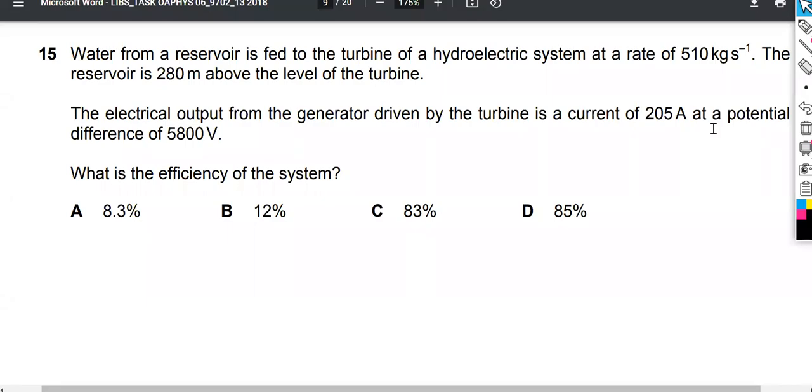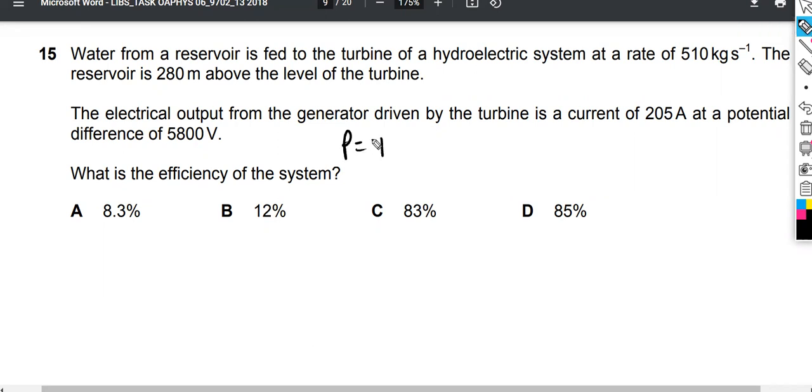Hello and welcome. In this worked example, we've got a familiar problem: water from a reservoir fed to a turbine of a hydroelectric system. It gives us the mass flow rate, 510 kilograms per second. The reservoir is 280 meters above the level of the turbine. This one is unique in the sense that it gives us the electrical output of the generator driven by the turbine, the current and the potential difference, which remember is a voltage, okay?